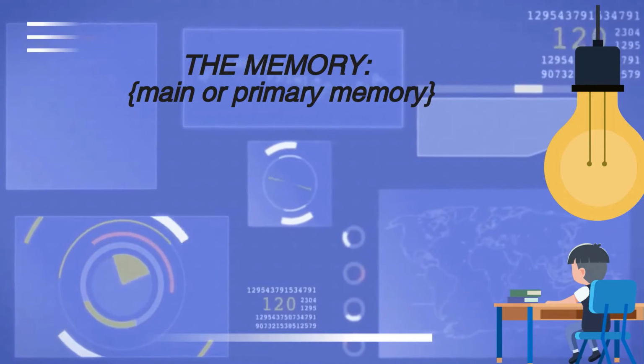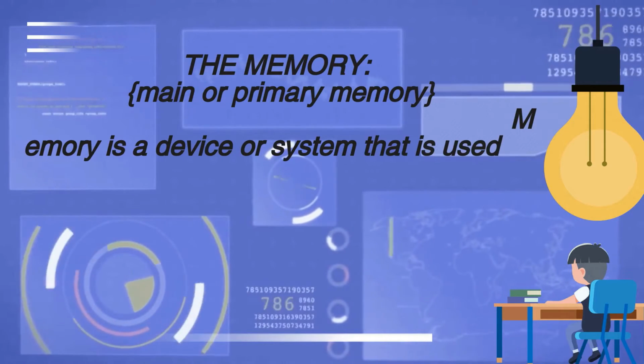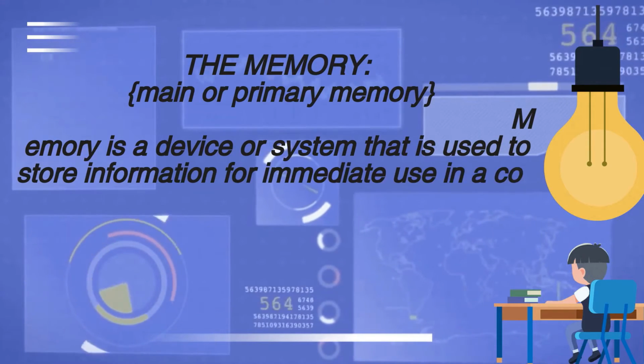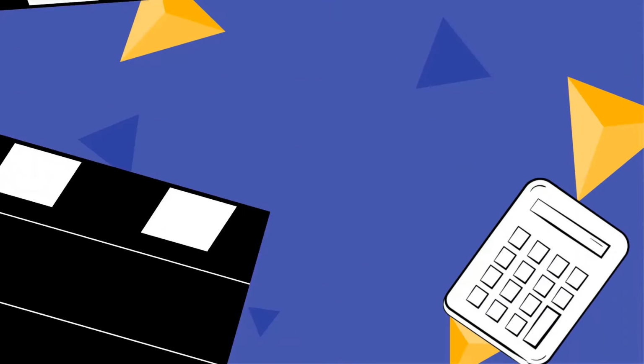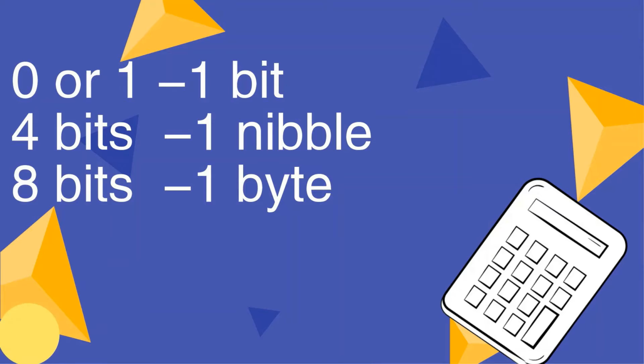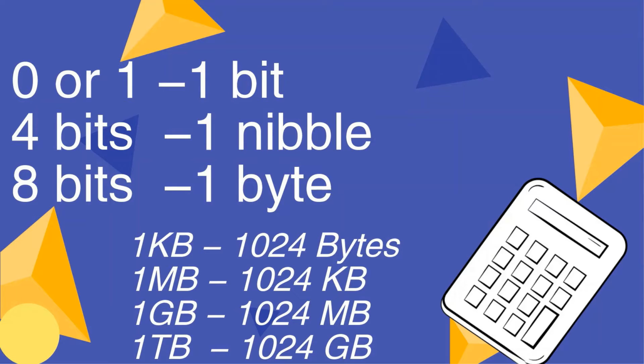Next, main or primary memory. Similar to humans, the computer also has memory to store information for immediate use in the computer. There are also units for computer memory. These can be measured as bits, where 4 bits is equal to 1 nibble and 8 bits are equal to 1 byte.